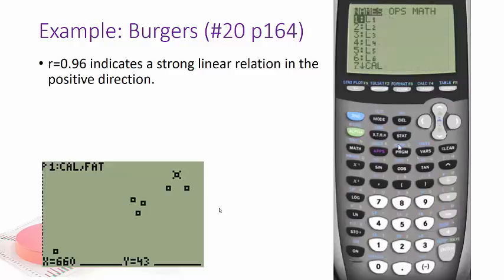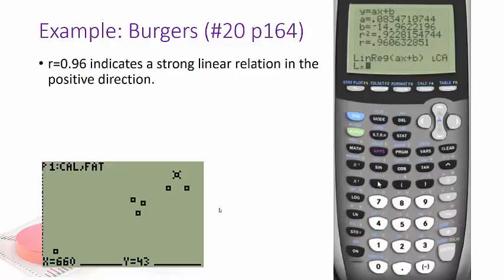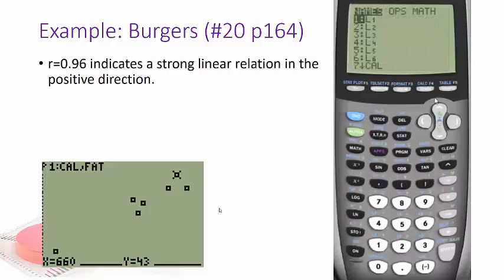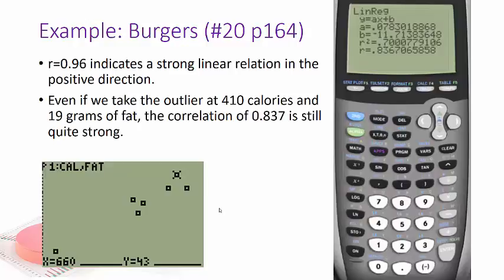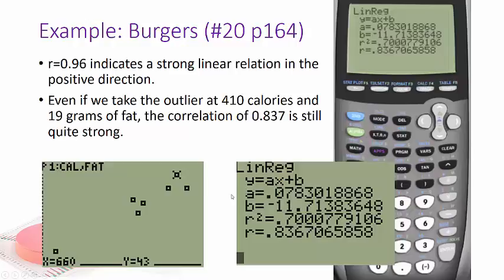Second list, and then come down to calories. And second list, after the comma, of course. Do the fat. And let's see what happens to my correlation. I got 0.86. So even if we take the outlier out at 410 calories and 19 grams of fat, the correlation of 0.837 is still pretty strong. All right. By the way, again, remember correlation will be the same whether I did fat versus calories or calories versus fat.